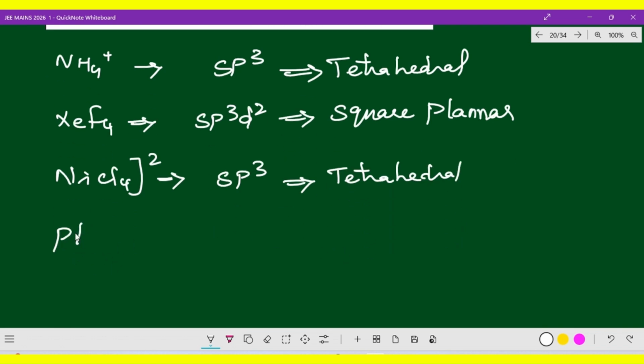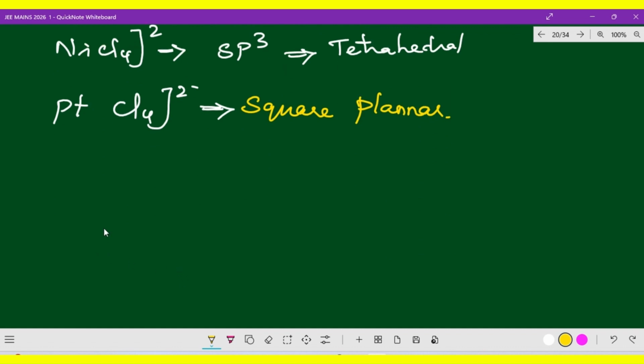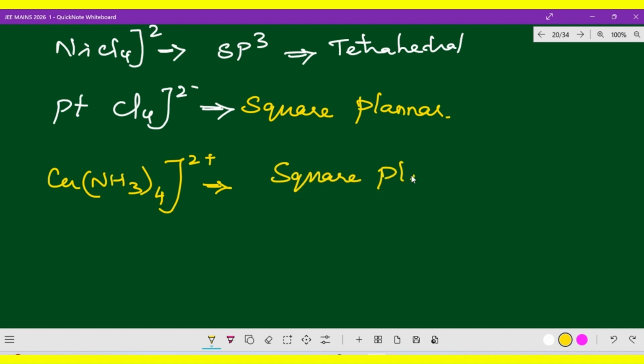Now this is platinum, PtCl4 2 minus, which is square planar. The next one is copper tetraammine, Cu(NH3)4 2 plus, which is also square planar. Please check it with the idea I gave in the first questions. It will be easy for you to understand.